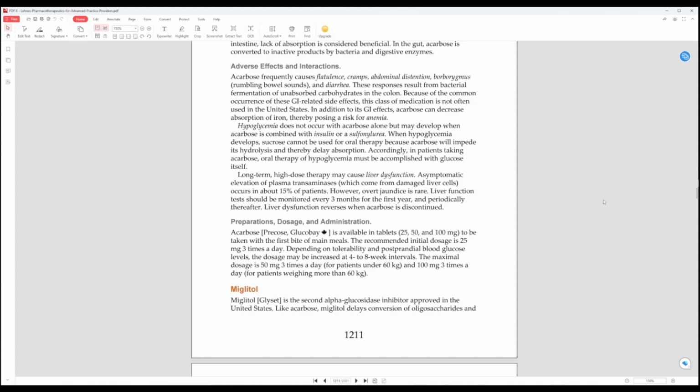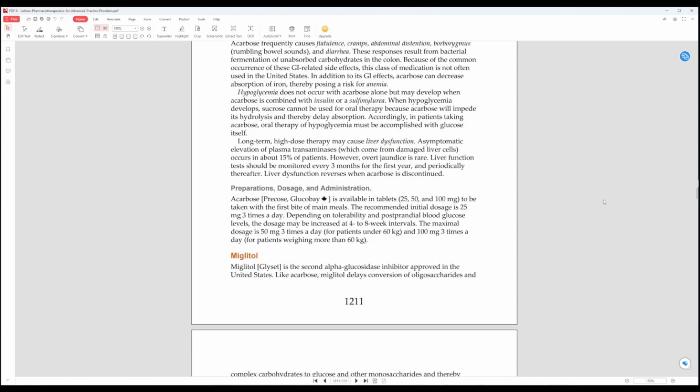Long-term high-dose therapy may cause liver dysfunction. Asymptomatic elevation of plasma transaminases occurs in about 15% of patients. However, overt jaundice is rare. Liver function tests should still be monitored every 3 months for the first year and periodically thereafter. Liver dysfunction reverses when acarbose is discontinued.